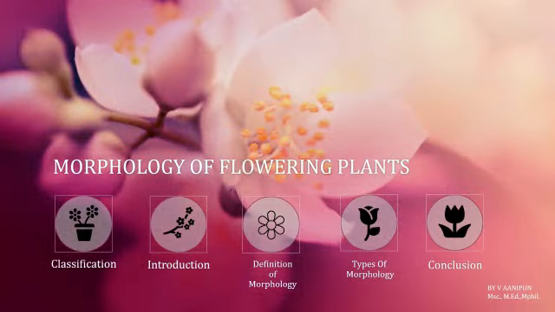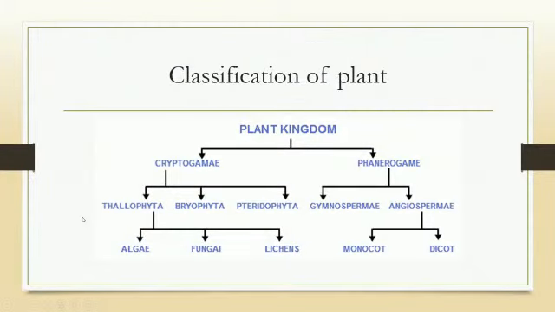In the topic morphology of flowering plants, we are going to see classification, introduction, definition of morphology, types of morphology, and finally conclusion. So next is classification, and now we are going to see how the plant is classified. The plant kingdom is further classified into two broad categories, that is cryptogams and phanerogams. Cryptogams are non-flowering plants, phanerogams are flowering plants.